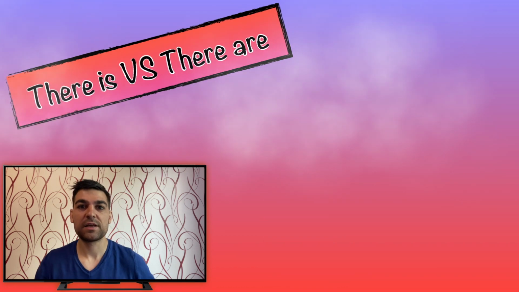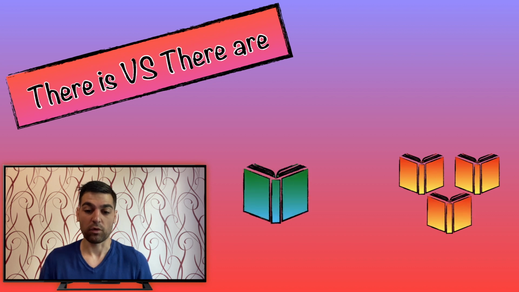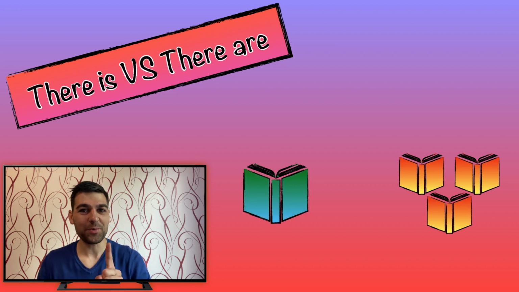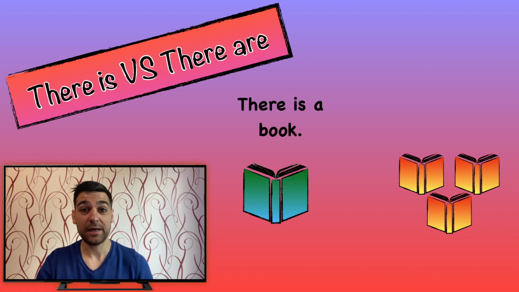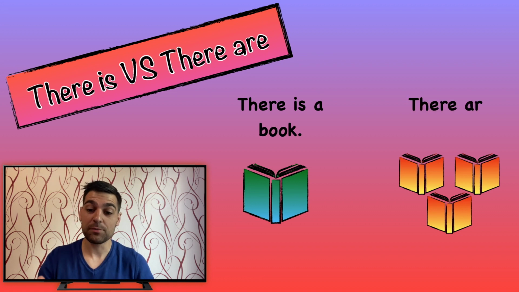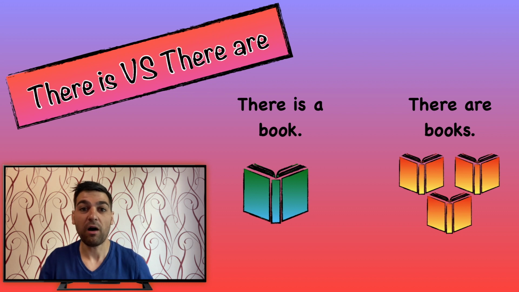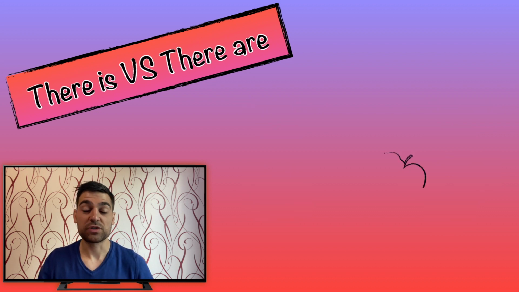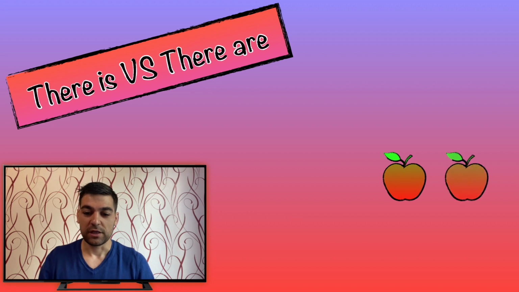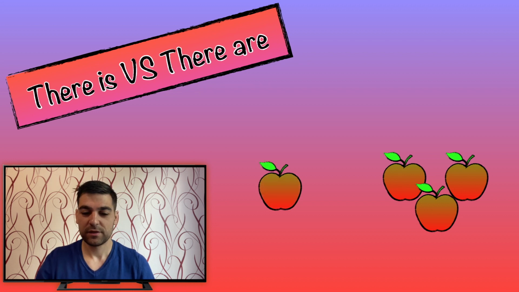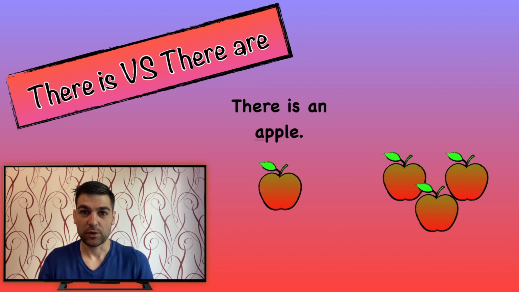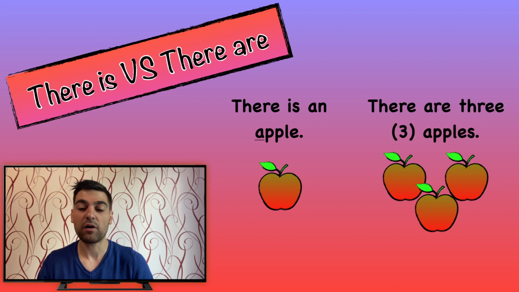Now let's quickly revise there is and there are as we did before. So you remember when we have one book, we say there is a book. And when we have many books, like in this case 3, we say there are books. If we use a different example, if we have 3 apples, and then we only have 1 apple, we say there is an apple. We use an because apple starts with a vowel, in this case the vowel A. And if we have 3 apples, we say there are 3 apples, or we can just say there are apples.